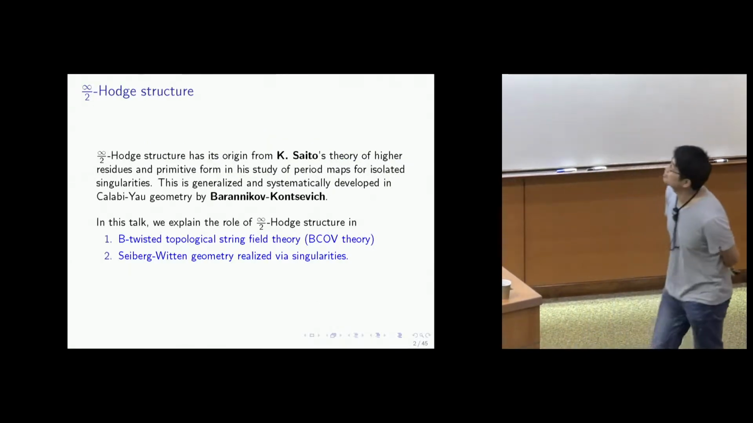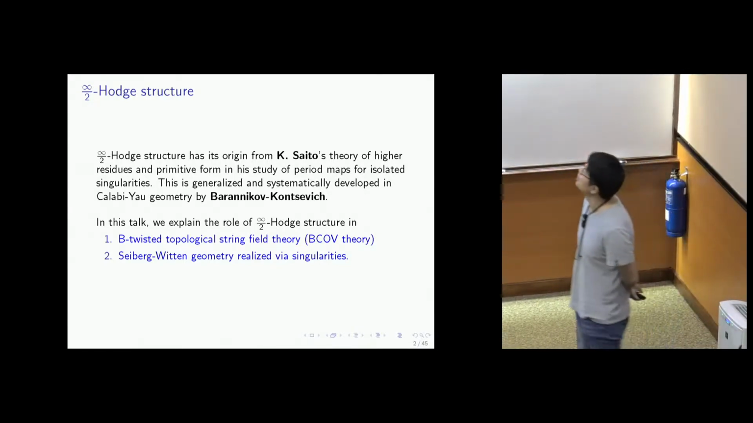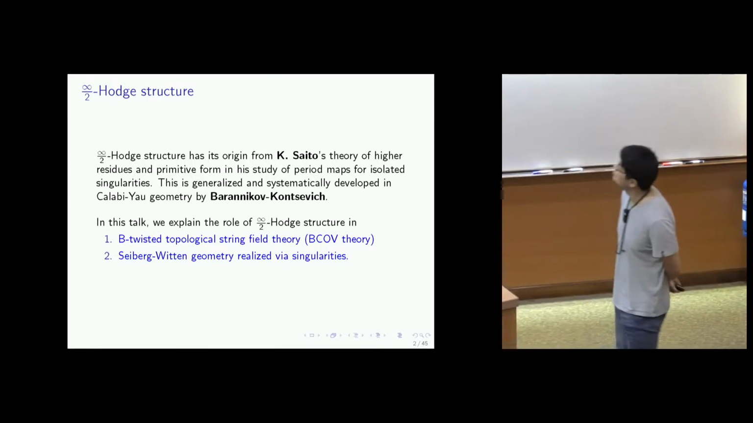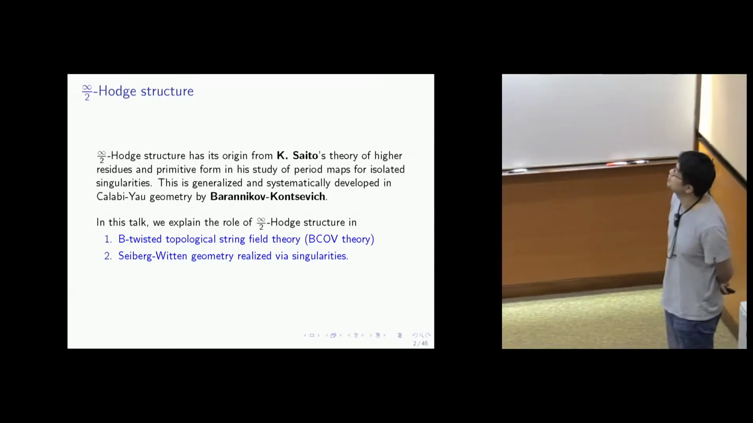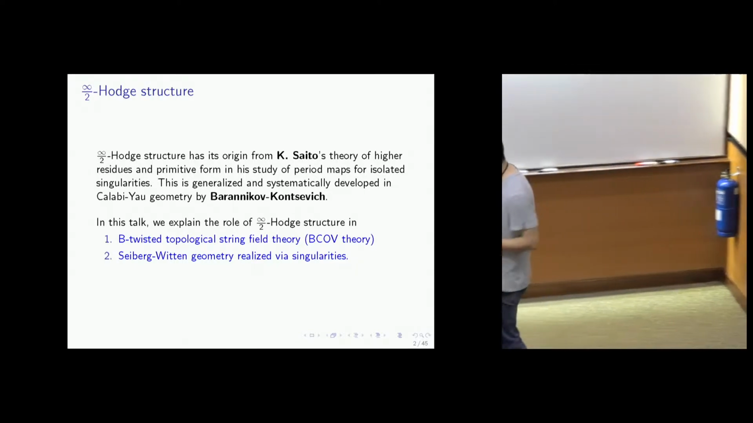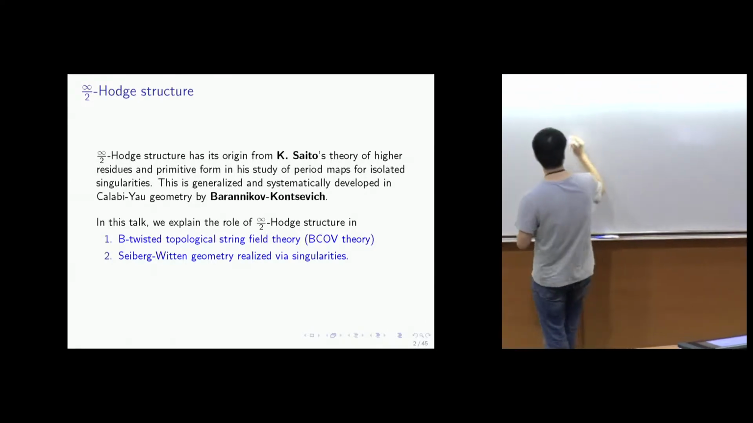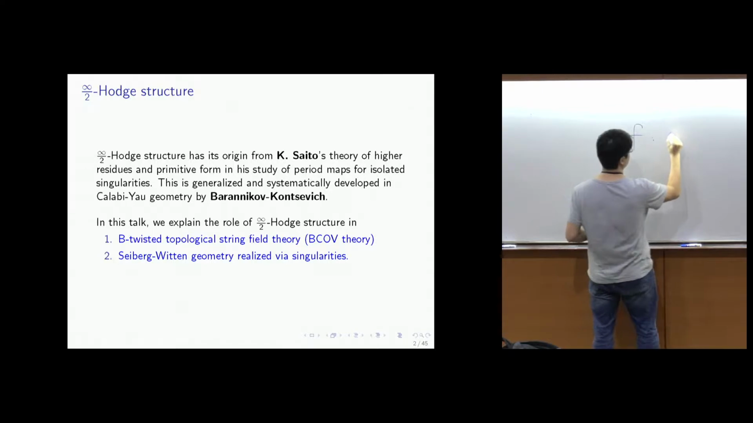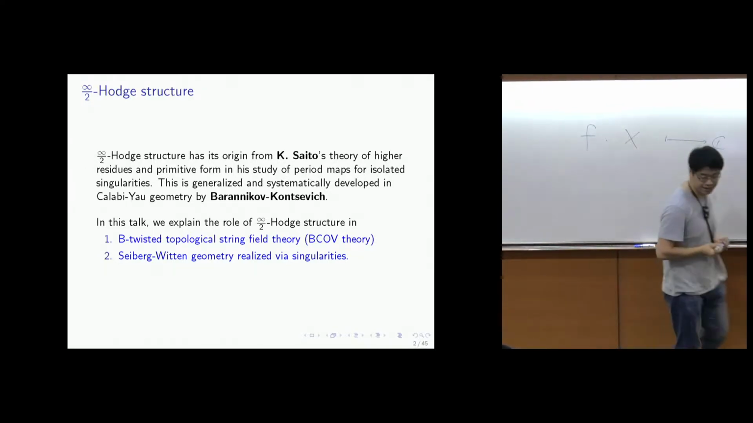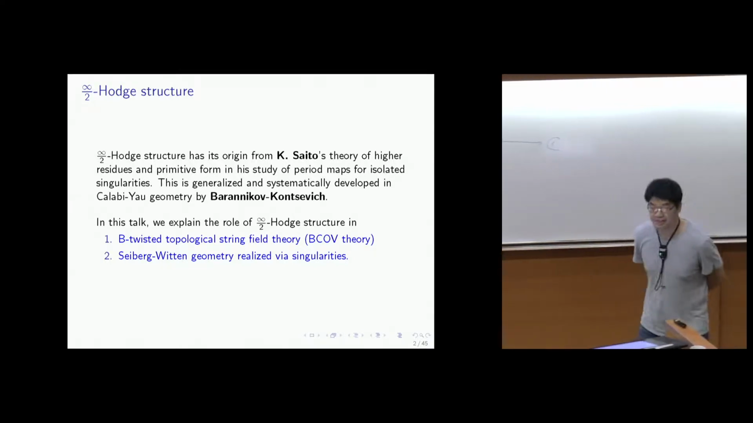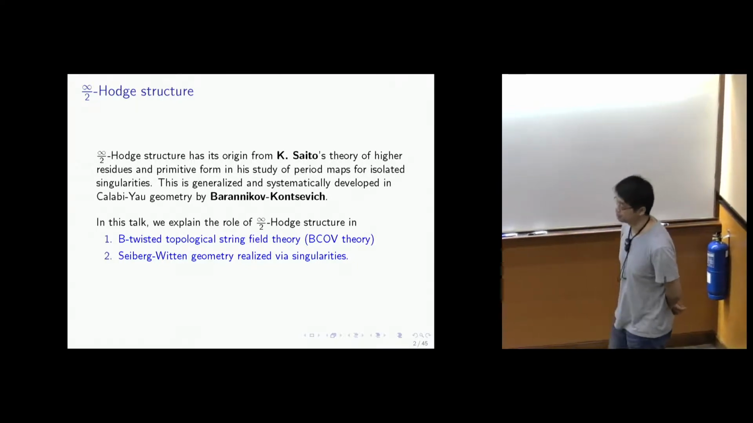This semi-infinite Hodge structure has its origin in Saito's study of higher residues and primitive forms in the period map for isolated singularities. It was generalized and systematically developed in Calabi-Yau geometry by Barannikov-Kontsevich. Basically, this is about studying the Hodge theory aspect of the following data. Suppose you have a holomorphic function, and you try to study the Hodge theoretical aspect of this map. That is essentially organized into this structure.